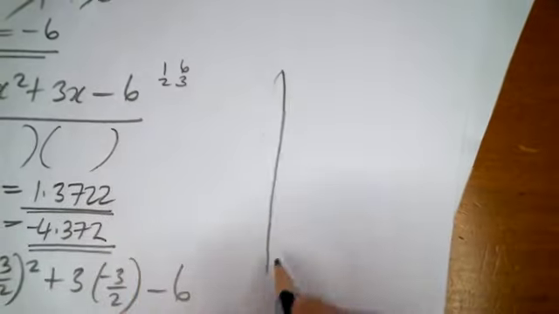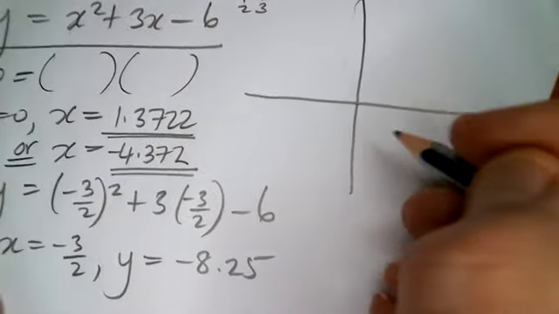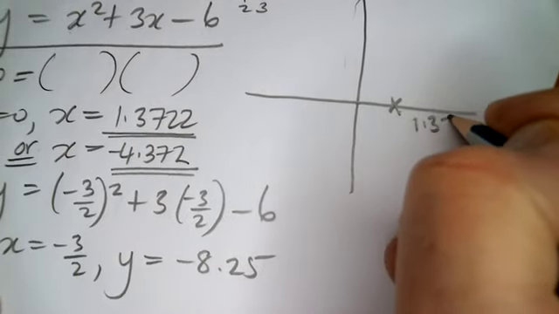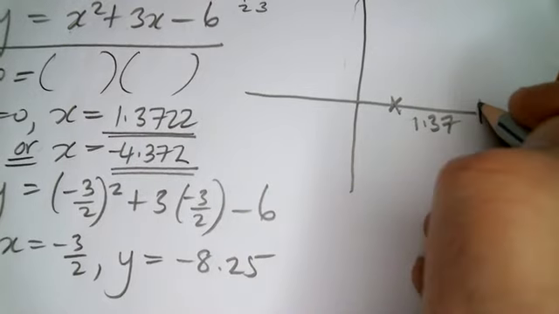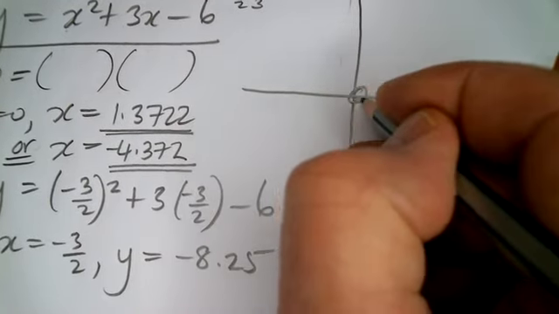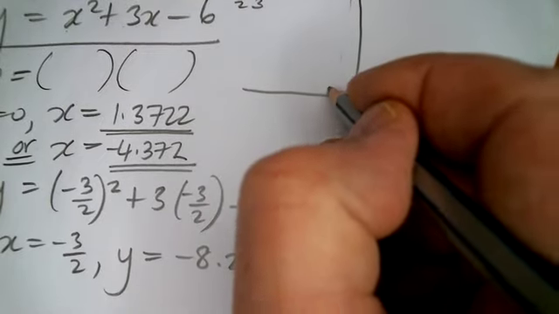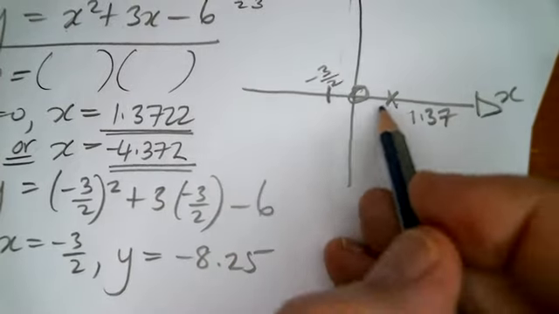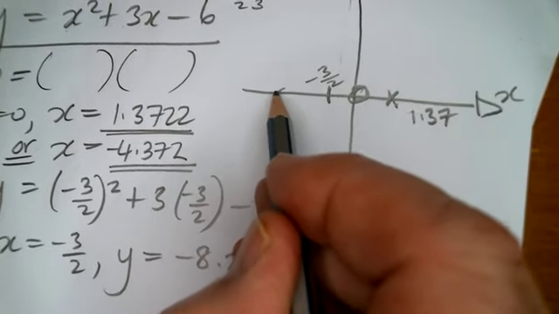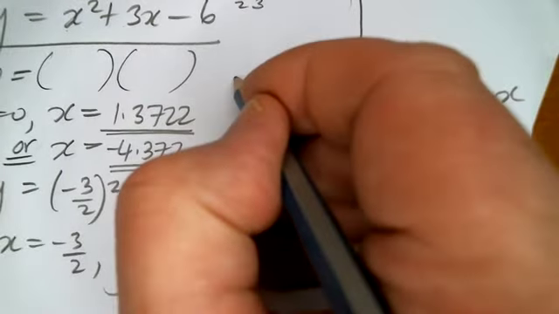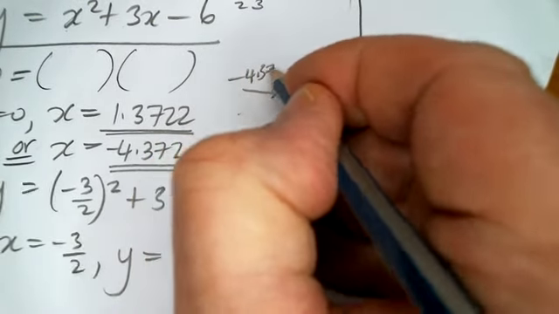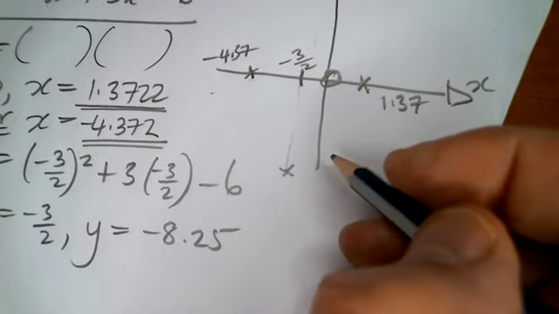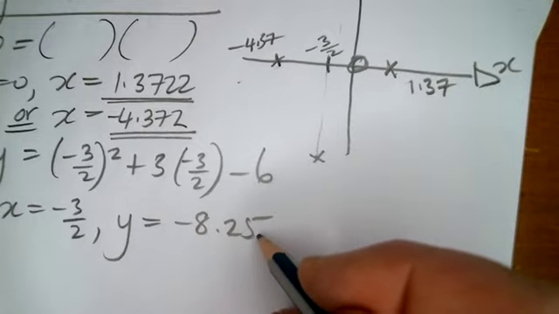Well, it looks something like this. So here's our graph. We've got the intercepts of, I'm going to call that 1.37, I'll just use the 2 dp's there. This is my x-axis, of course. Here's 0. We've got the turning point, which is going to be about there, which we'll call negative 3 on 2, or negative 1.5. And over the other side, symmetrically about there, is going to be negative 4.37. And it's going to go all the way down, across to this point here, which is going to be negative 8.25.